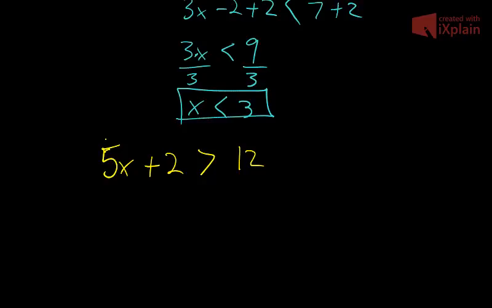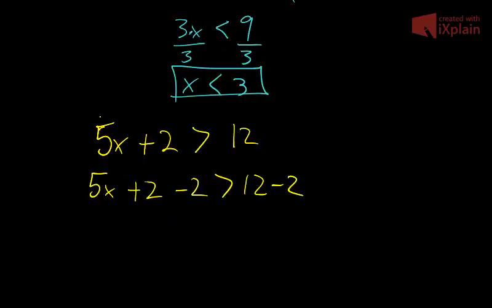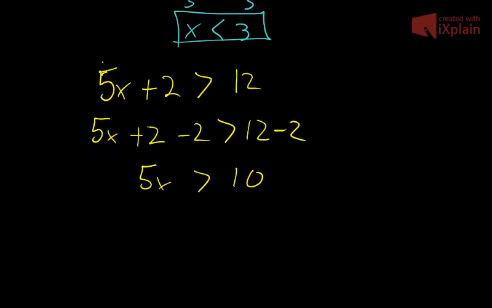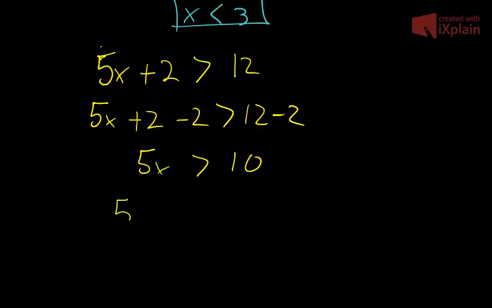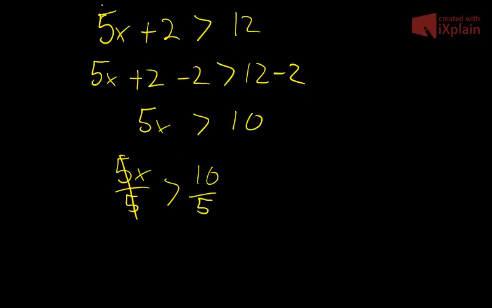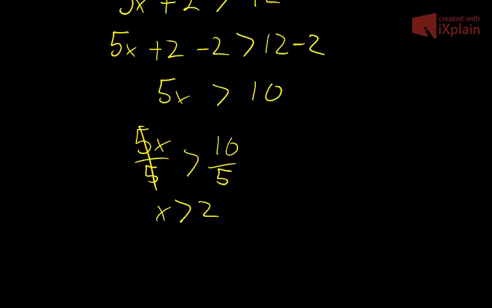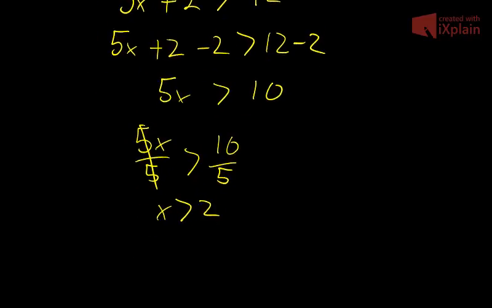So right now, this 2 is being added. To get rid of it, I'm going to subtract. I have 5x plus 2 minus 2 is greater than 12 minus 2, which would give me that 5x is greater than 10. Dividing both sides by 5, I have 5x over 5 is greater than 10 over 5. The 5's cancel, and I end up with x is greater than 2, which is pretty simple and works out pretty well. And just like that, I am done.